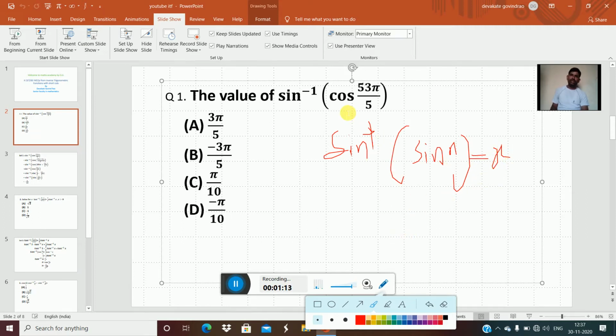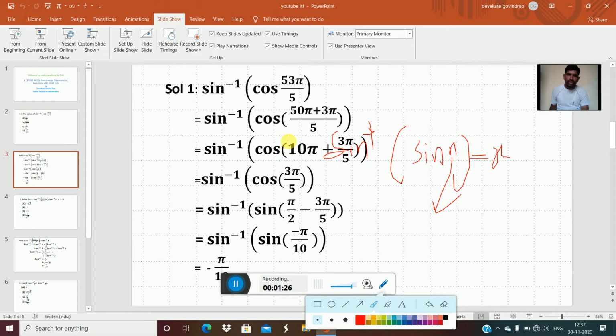Okay, but here there is cos, and there is one condition. When we say sine inverse of sine x is x, there is again a condition: this x should be between minus pi by 2 and pi by 2. Okay, so we will check the solution. See friends, the solution: sine inverse of cos 53 pi by 5.